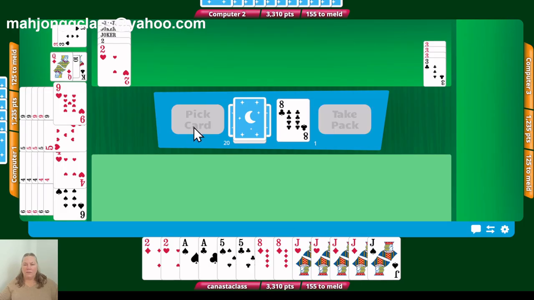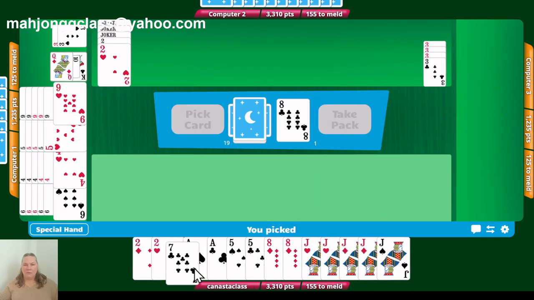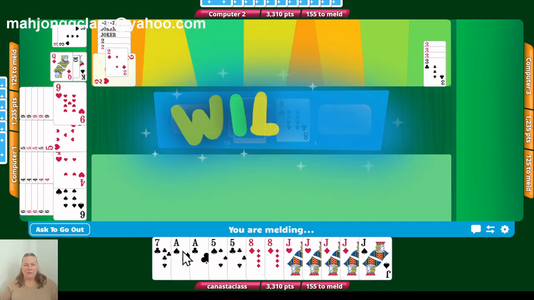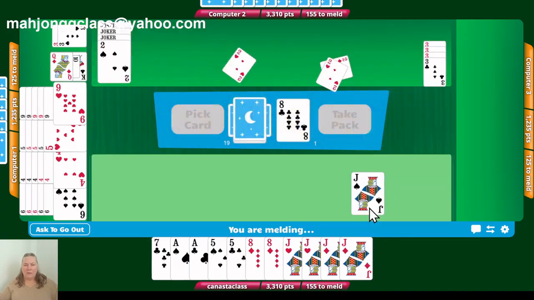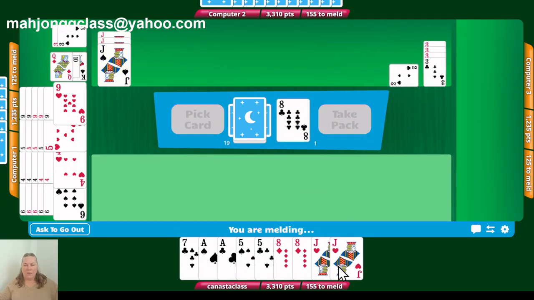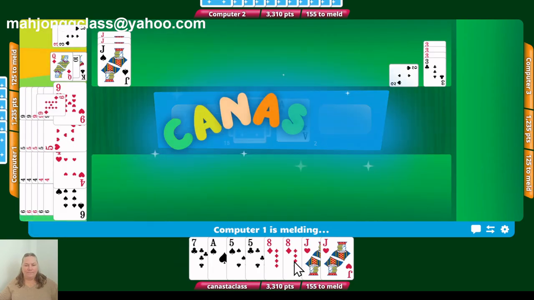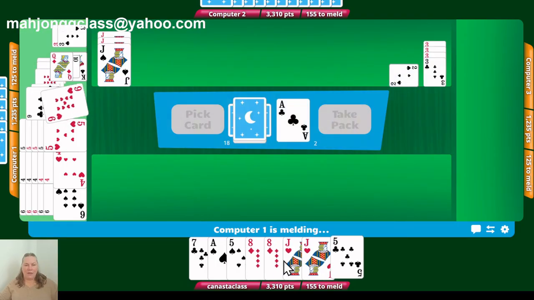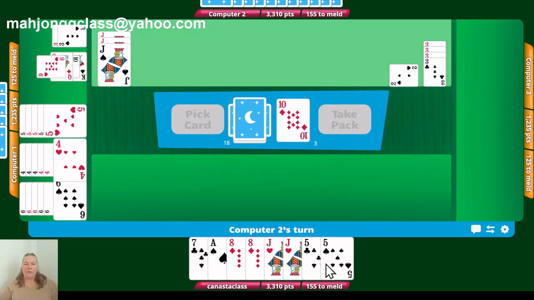I have a pair of 8s. I'm not going to take that. I'm going to hold on to a 7. Let's close out this. And I'm going to put out my jacks. I'm going to hold a pair. And I'm going to get rid of 1 ace. Oh, I guess I could have got rid of the 5s. I wasn't paying attention there.